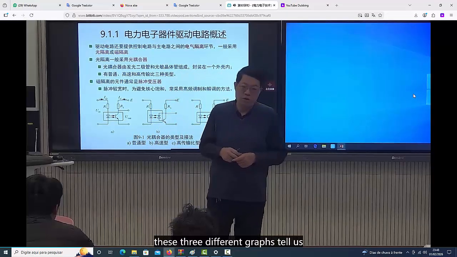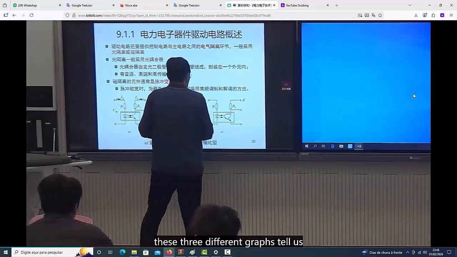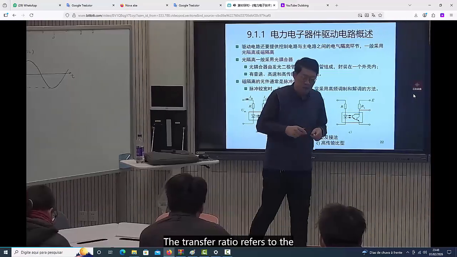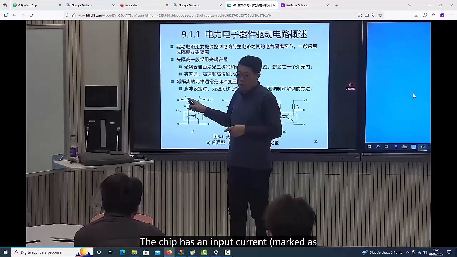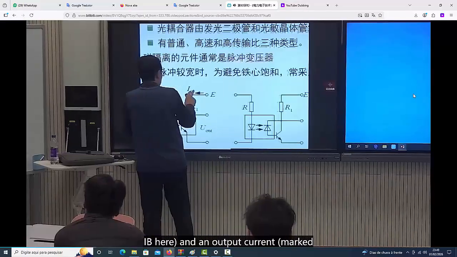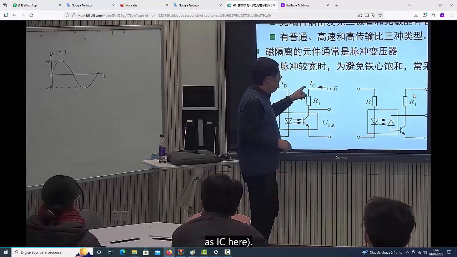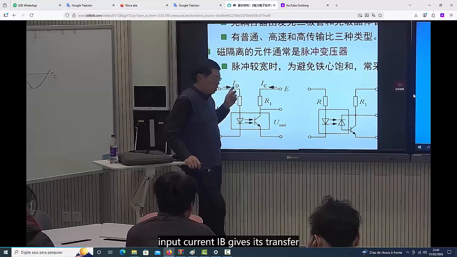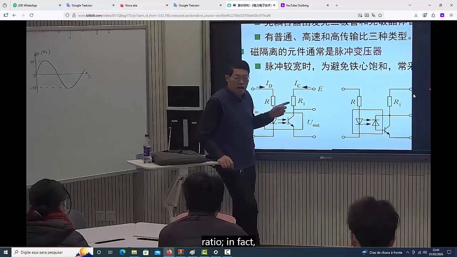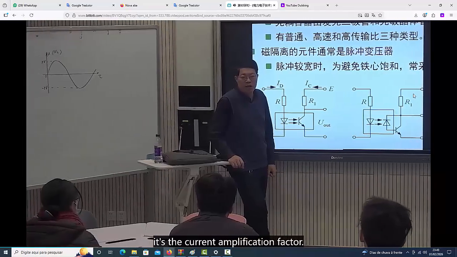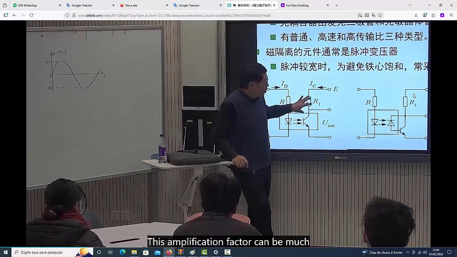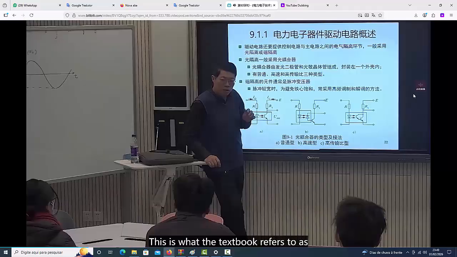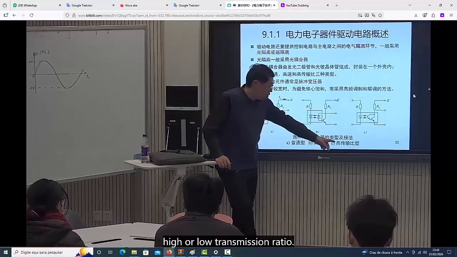Secondly, regarding the transfer ratio, these 3 different graphs tell us what the transfer ratio is. The transfer ratio refers to the current. The chip has an input current, marked as IB here, and an output current, marked as IC here. Dividing the output current IC by the input current IB gives its transfer ratio. In fact, it's the current amplification factor. This amplification factor can be much smaller than 1 or much larger than 1. This is what the textbook refers to as high or low transmission ratio.